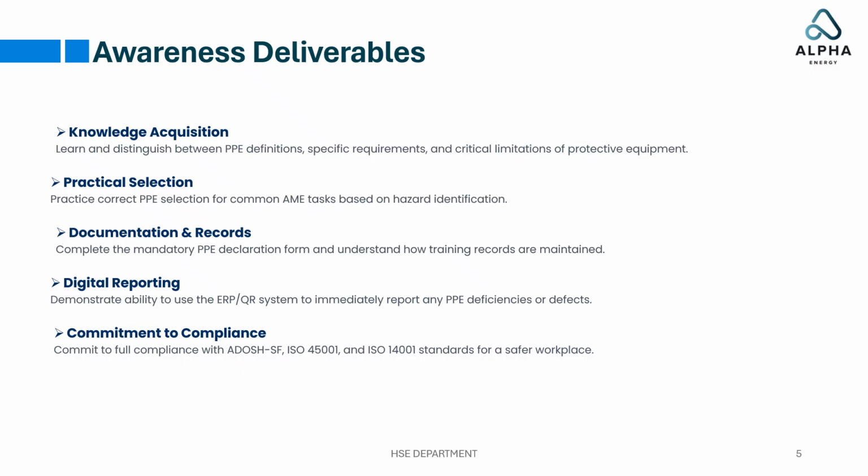These objectives are supported by several awareness deliverables, which include knowledge acquisition to distinguish PPE definitions and limitations, practical selection for common tasks based on hazard identification, and proper documentation through the completion of mandatory PPE declaration forms and training records. Additionally, the program requires digital reporting of PPE deficiencies through the ERP/QR system and a firm commitment to compliance with ADASH-SF, ISO 45001, and ISO 14001 standards to ensure a safer workplace.